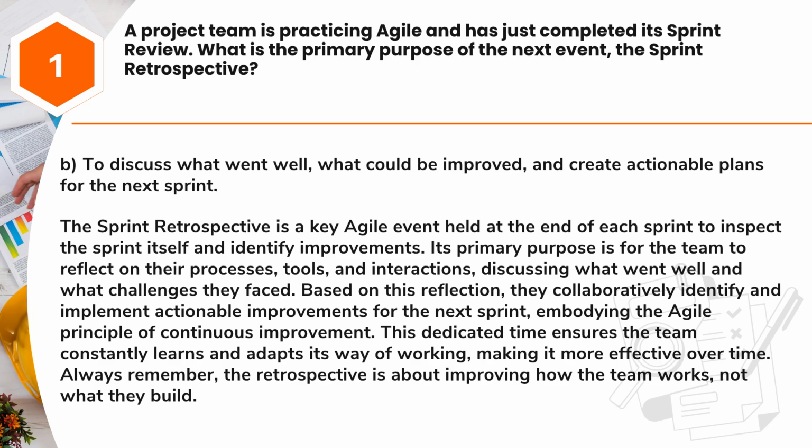Answer: B. To discuss what went well, what could be improved, and create actionable plans for the next sprint. The Sprint Retrospective is a key Agile event held at the end of each sprint to inspect the sprint itself and identify improvements. Its primary purpose is for the team to reflect on their processes, tools, and interactions, discussing what went well and what challenges they faced.